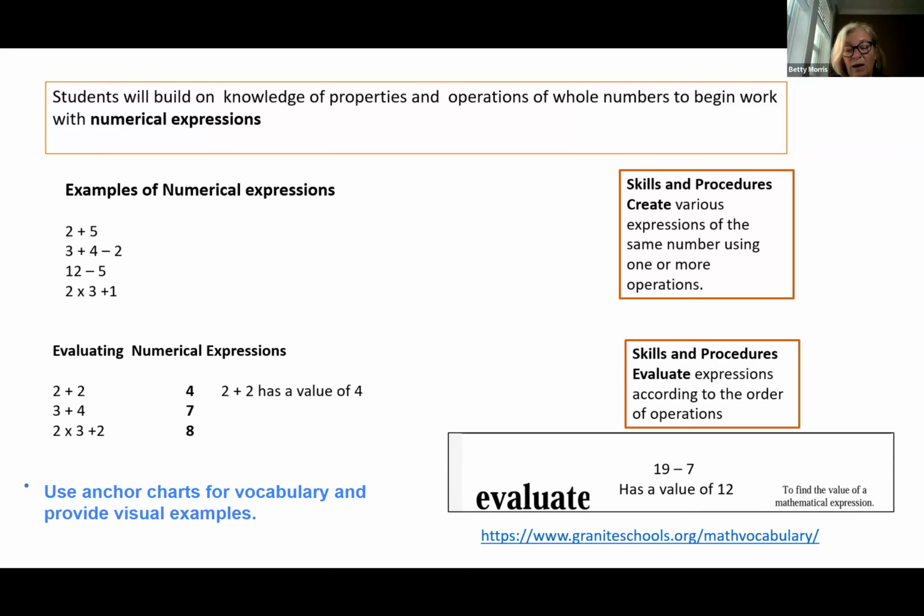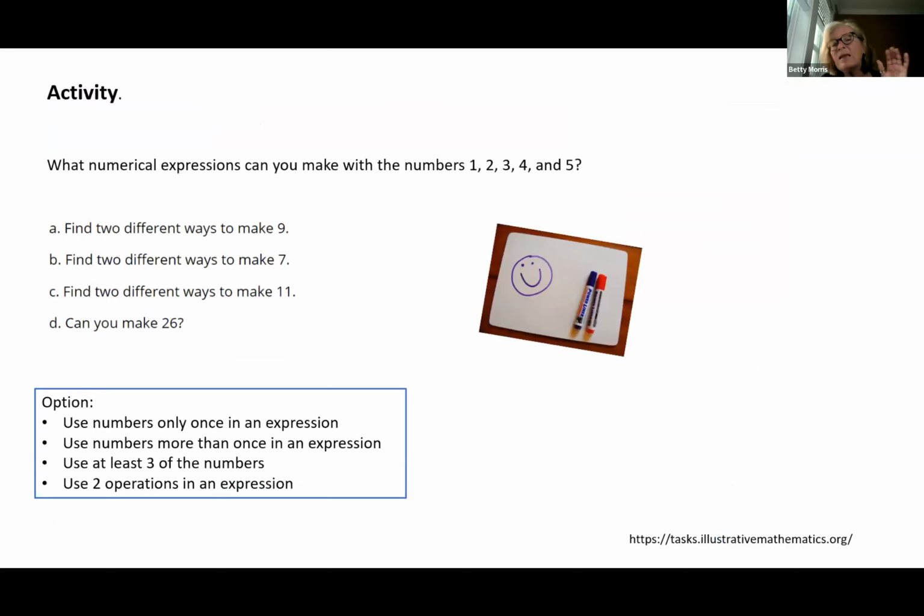And then I've got it here again to use anchor charts and provide visuals for that. We're not going to do this activity, but I put this activity twice. So here's a good little activity that you can do, and the site is at the bottom, and you'll get that. You can do so much with it. So what numerical expressions can you create with these numbers? Find 2 different ways. So you have lots of options.